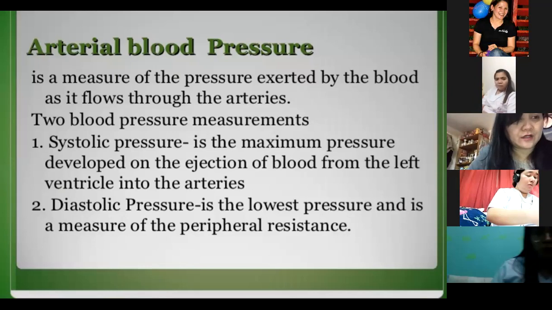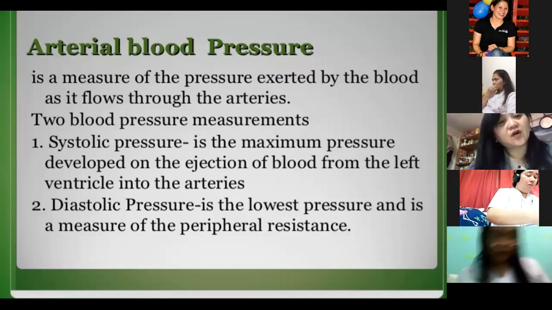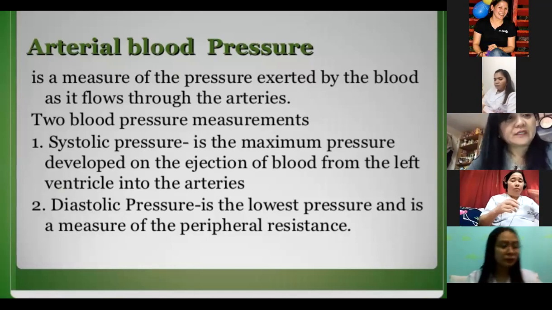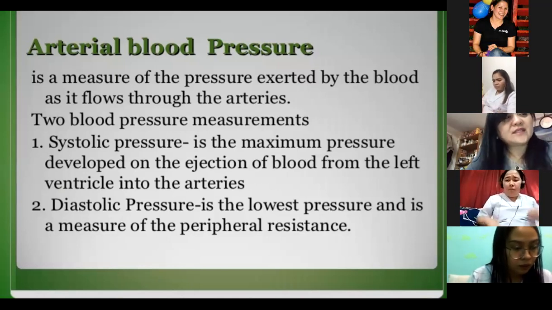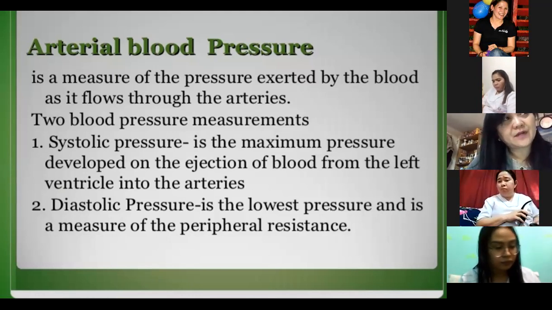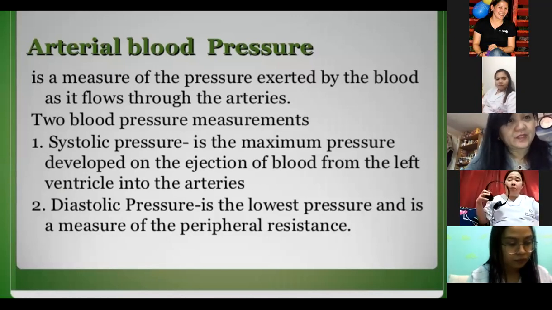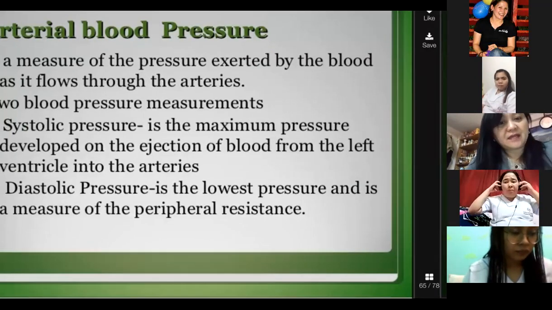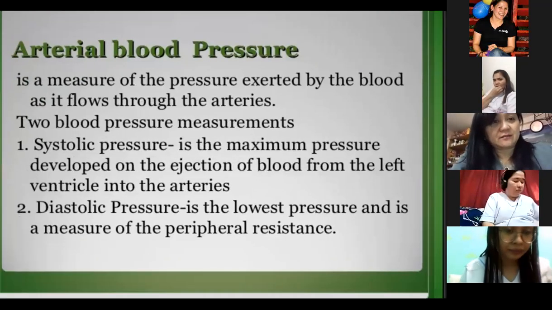Ito yung first sound. Diastolic pressure is the lowest pressure and is the measure of peripheral resistance. So, ito yung natin, di ba? What is the diastolic of the patient? Systolic of the patient. Ganon. So, usually, the normal blood pressure is 120 over 80. Pero, it depends yan sa age din ng patient natin.